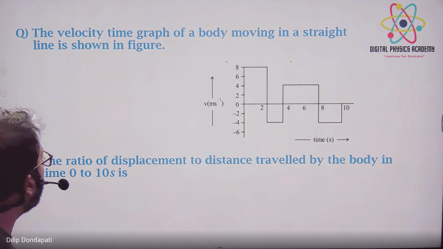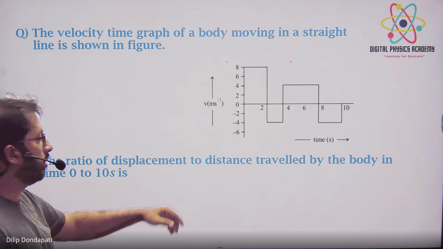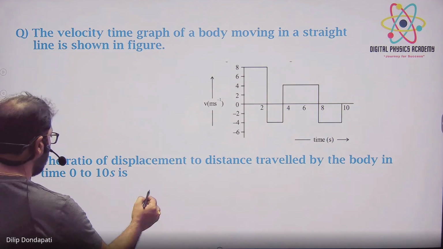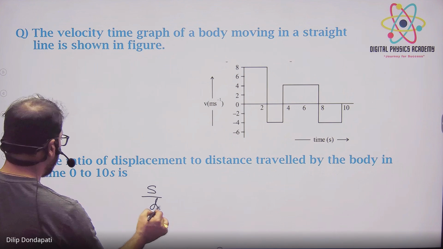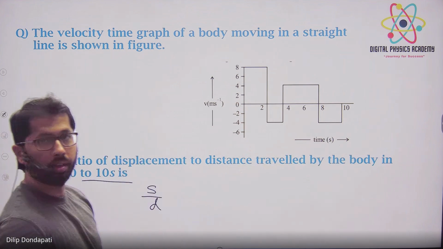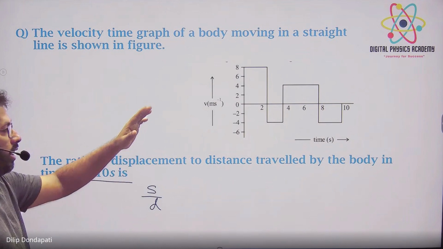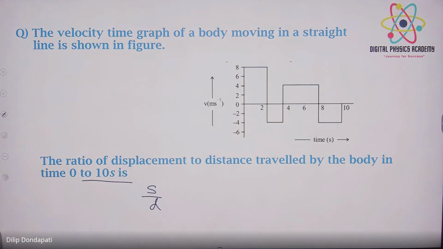So velocity time graph is given to you. He's asking find the ratio of displacement to the distance. Is how much? Ratio of displacement to the distance. From what? 0 to 10 seconds. मतलब पूरा 0 to 10 seconds. And you know when velocity time graph is given, how to find displacement? Area under the graph. Find करो.